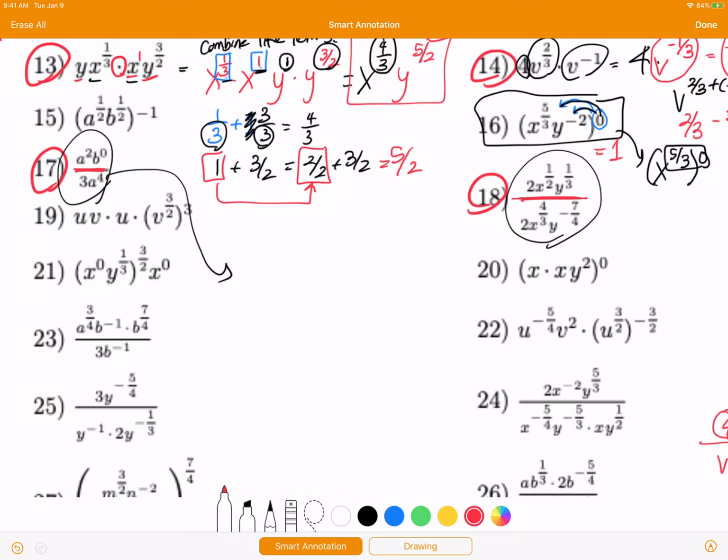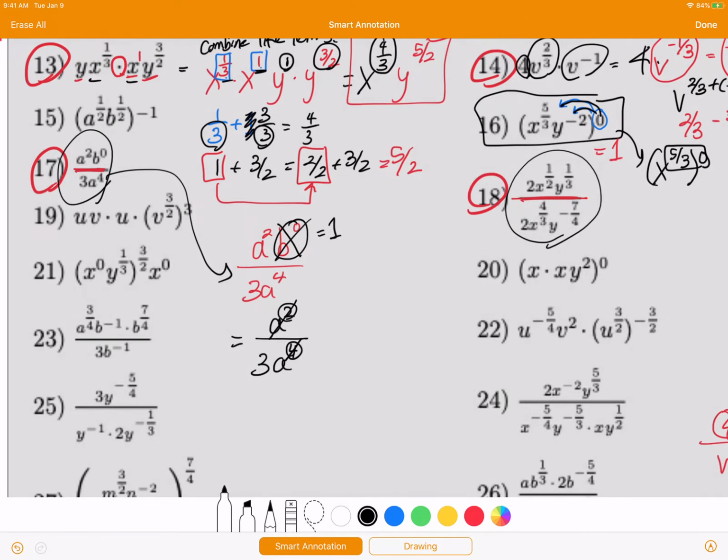Well, first, for number 17, I see that it's a squared b to the 0 power over 3a to the 4th power. Notice how this b to the 0 power has no impact on the question whatsoever because this is simply just 1. So I can rewrite this expression and say a squared over 3a to the 4th power. Okay? Now, when we're doing these problems, please note that if it's regular numbers, you can cancel them out like this. So this would just give you a 1 and this would just give you a 2.